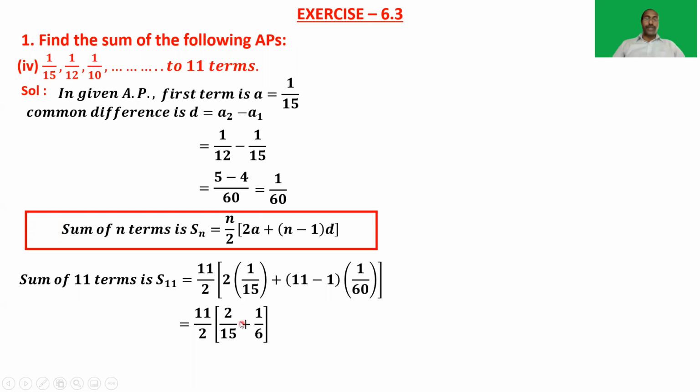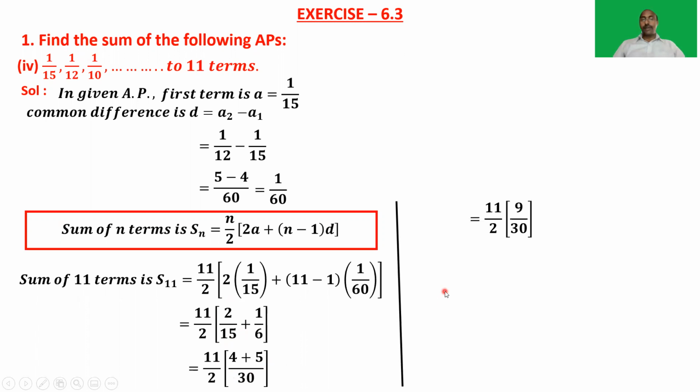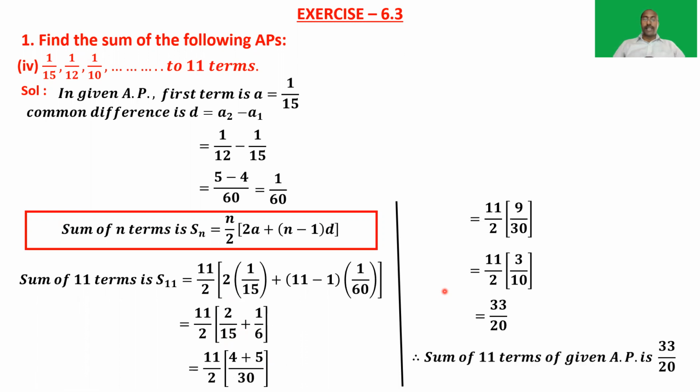So 11 by 2 into 2 by 15 plus 1 by 6. And the LCM of 15 and 6 is 30. So 15 2s are 30, so 2 2s are 4. 6 5s are 30, so 5 1s are 5. So we have 11 by 2 into 9 by 30, which is equal to 33 by 20. So the sum of 11 terms in the given arithmetic progression is 33 by 20. Okay.